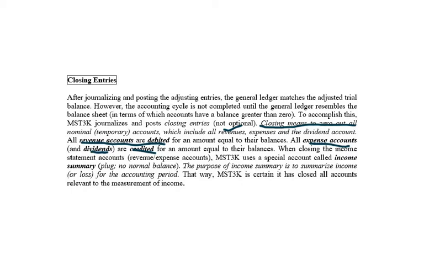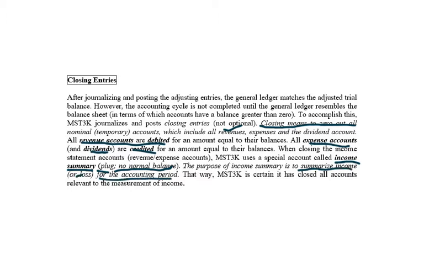Now, in the case of the revenue and expense accounts, we're going to use a special account there called income summary. Again, this is just a plug account with no normal balance. And as far as temporary or real, it's extremely temporary in nature. Kind of read it backwards, the purpose of income summary is to summarize income or loss for the accounting period.